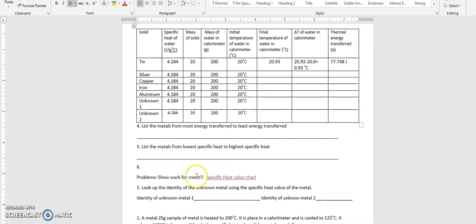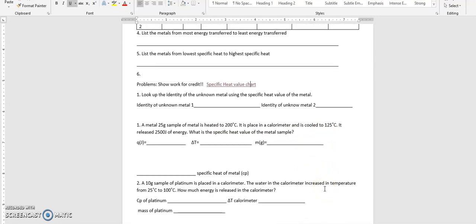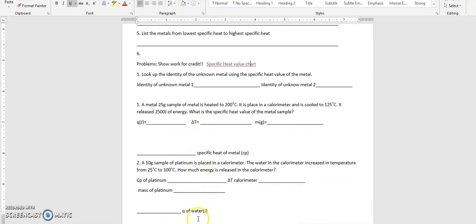So you can always go back and look. Here's that chart right here. So to figure out the identity of those two unknown metals, make sure you write down their specific heat and then click on that chart. It'll send you to the link. And then down here, you've got two more you just have to solve. Make sure you fill it all out, take a picture of it, and send it to me when you're done.